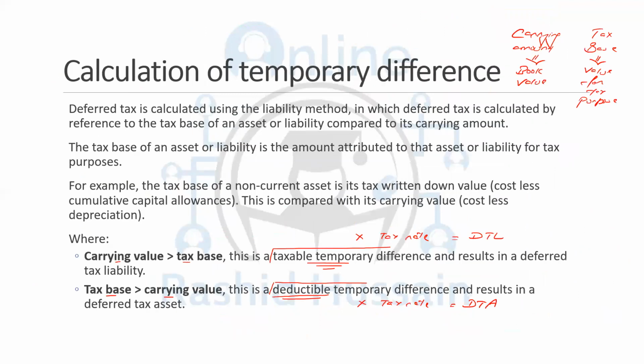You need to remember this for the exam: when you compare the carrying value with the tax base and the carrying value is more than the tax base, this will give rise to the taxable temporary difference. And when you multiply it by the tax rate, you get the deferred tax liability. When the case is vice versa, that means the tax base is more than the carrying value, this gives rise to the deductible temporary difference. And when you multiply it by the tax rate, you get the deferred tax asset. So remember for the exam that we need to do the correct comparison, and then after comparing, we need to see which one is more than which one.